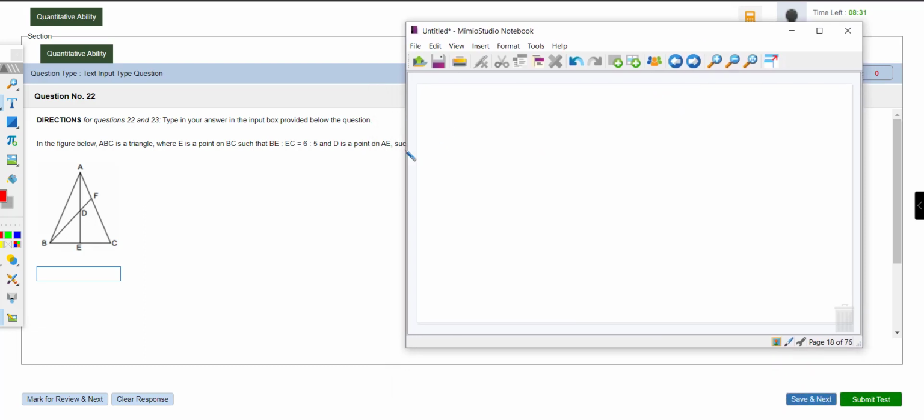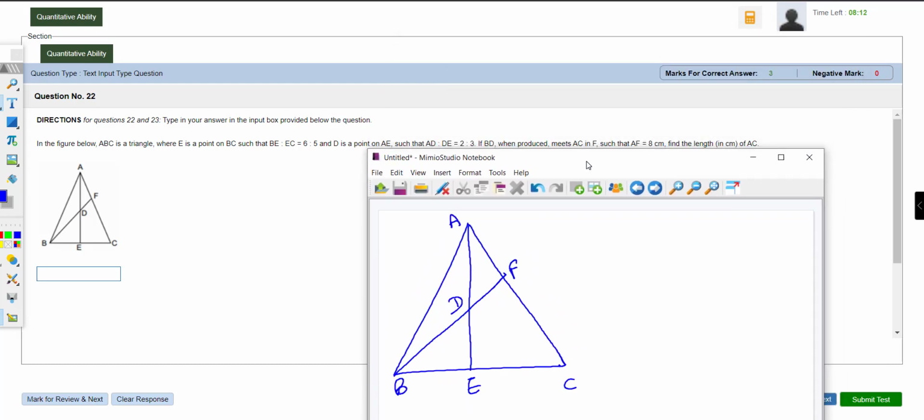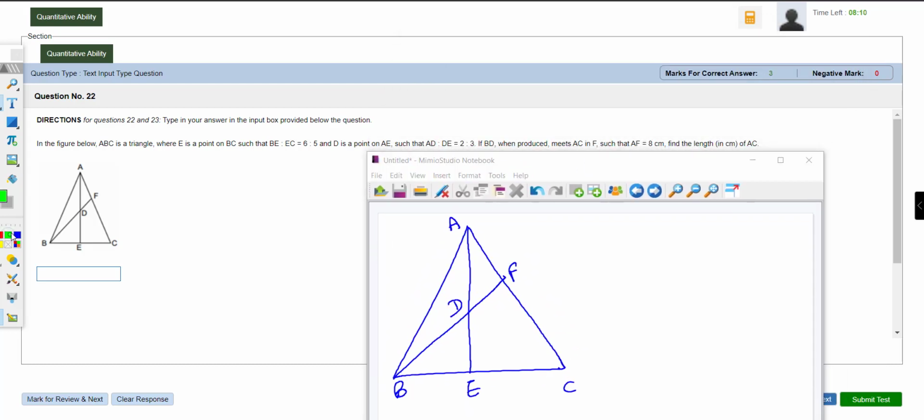So what I will do is I will draw a triangle first of all. This is a triangle. This is AE. This is BF. A, B, E, C. Then this is D, this is F. So now what is given over here? Let's note it down. EC is to BE is to AC, it's 6:5. If this is 6x, this is 5x. After that, AD is to DE is 2:3. This is 2k, so this is 3k.